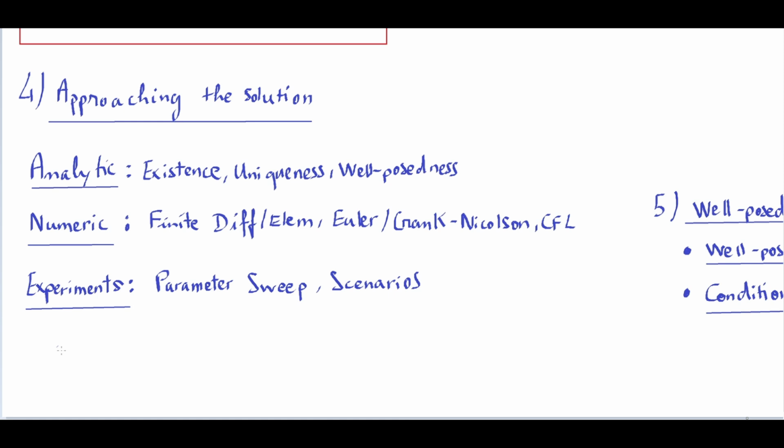How might we solve this problem? Well, one may ask. Analytically, we just have to show existence and uniqueness, and to do that we use parabolic partial differential equation theory. Numerically, we could use finite differences or finite elements plus time stepping, the CFL condition, and some classical schemes to solve partial differential equations. And we could also do experiments, making parameters vary and imagining various different scenarios.